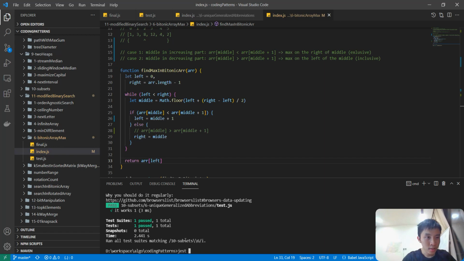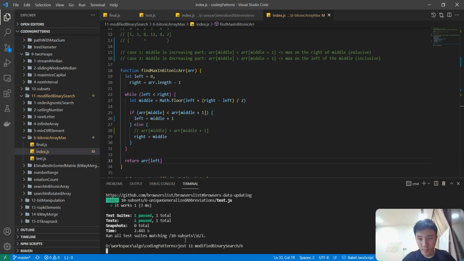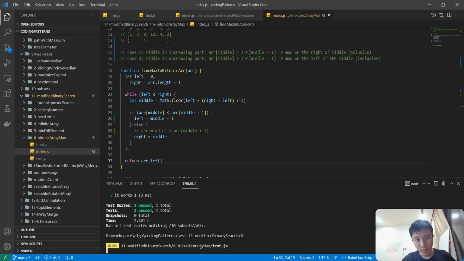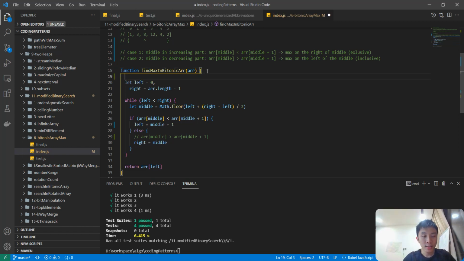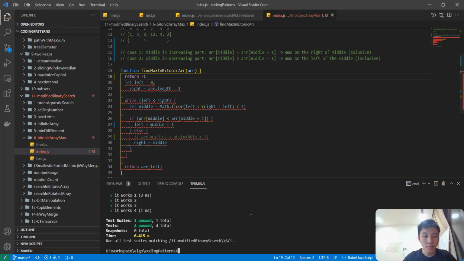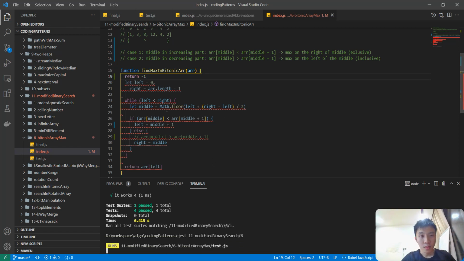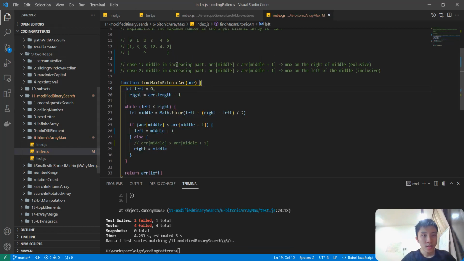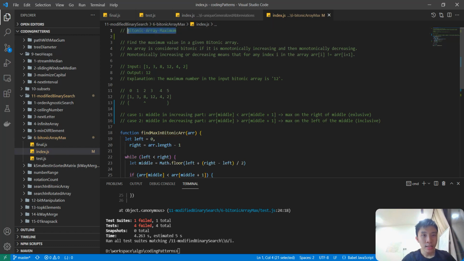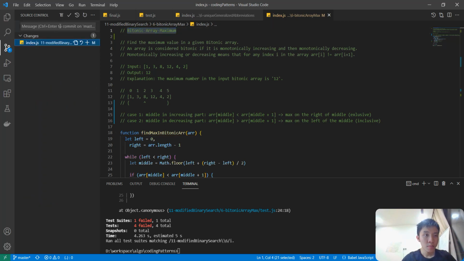Okay, I'm going to test just 9, no, 11, 6. Okay, it works perfectly fine. Just double check. Okay, awesome. So that is it for Bitonic array maximum.